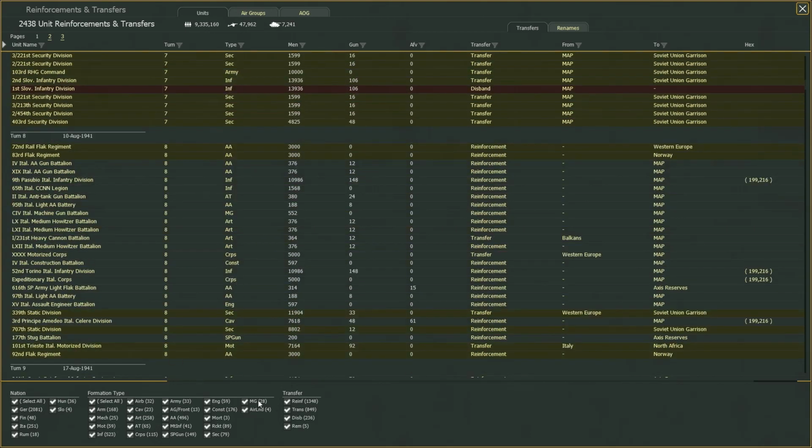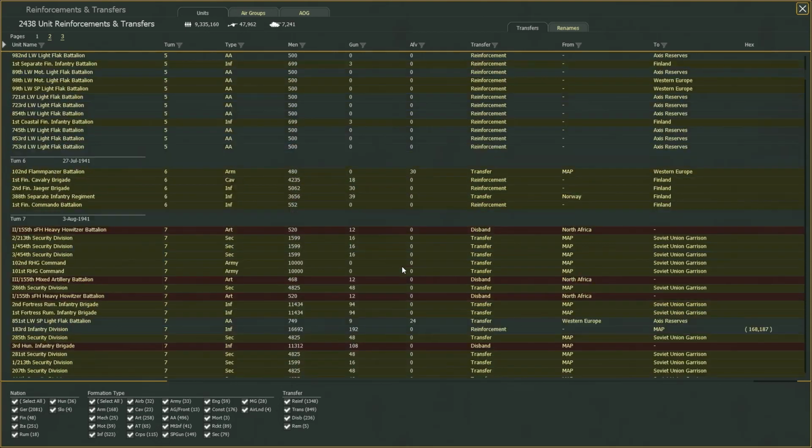And here below you have three filters. You can filter by nation, you can filter the units by formation type, and you can filter according to the type of movement or transfer, like reinforcements. Reinforcements are the ones that arrive out of nowhere, either to the map or to the theater box, the national reserve. Transfer is when you move units between theater boxes. Disbandment and removal we have already discussed.